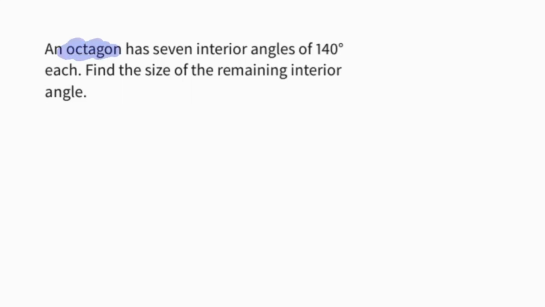The moment I see this, straight away I need to know how many sides an octagon has. It is an 8-sided figure. Because at the back of my mind, I saw the interior angle. It has 7 each. And find the last one.